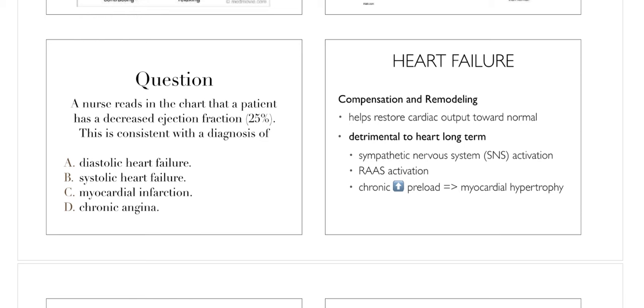We can also activate RAS, which will, in the end, activate vasoconstriction and fluid retention by way of aldosterone conserving sodium and thus water. That will increase the overall volume of blood that we have in the system. The problem with that is both of these mechanisms will lead to chronic increases in preload, which will lead to myocardial hypertrophy. With myocardial hypertrophy, we have an increased oxygen demand of the heart. It's a vicious cycle that continues on and on until the heart eventually just gives out.